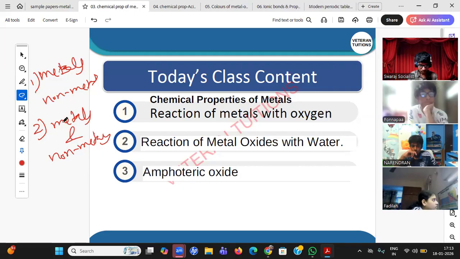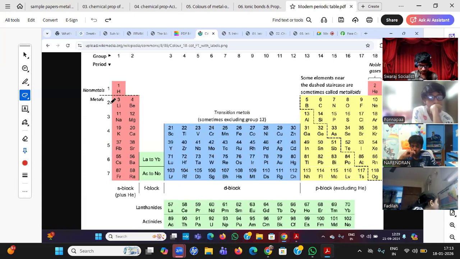Then we went to the physical properties only. I explained whether they are good conductors of electricity. Most of the metals are good conductors of electricity and heat. They have high melting point because they are solid, and high boiling point because they are solids. Then we went to the properties of non-metals. Here we have seen they are mostly gases. They have low melting and boiling points, most of them. But still there are some exceptions.